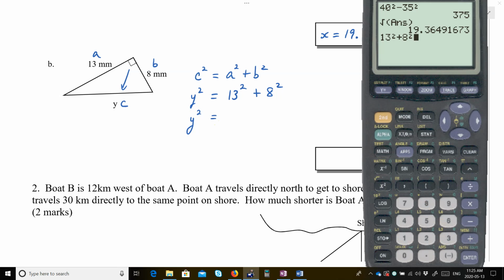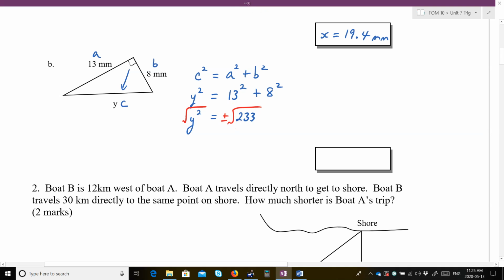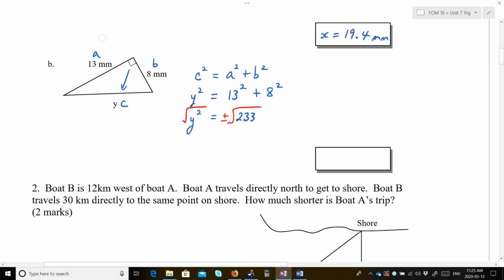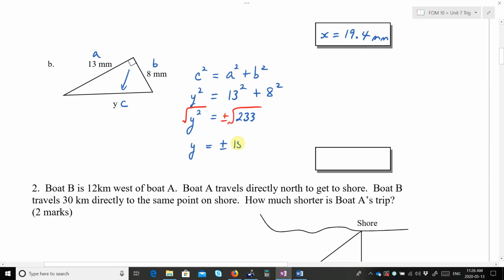13 squared plus 8 squared is 233. So y is equal to plus or minus the square root of that 233, and we get 15.3. And it's the length of a side, so y is equal to 15.3 millimeters. Again, we'll say reject negative answer.